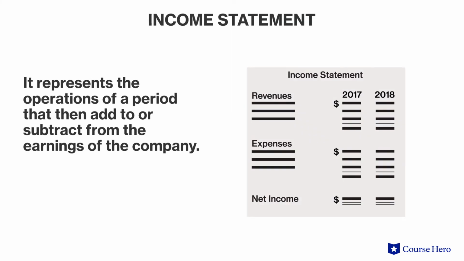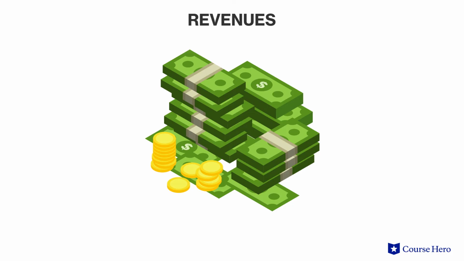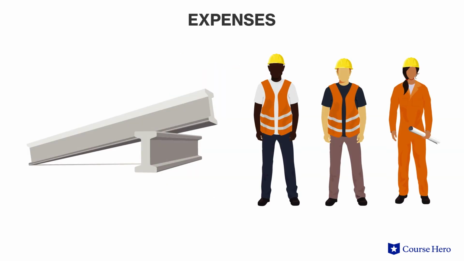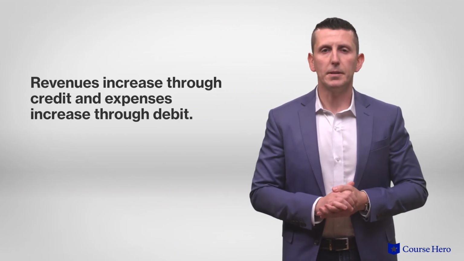The income statement represents the operations of a period that then add to or subtract from the earnings of the company. The income statement is split between sales, also called revenues, and costs, also called expenses. Revenue represents resources received or expected to be received by the company in exchange for goods or services rendered. An expense is the cost of buying materials, paying employees, or any other type of purchase in order to generate revenue. In short, expenses are the cost of doing business. Revenues increase through credits while expenses increase through debits.